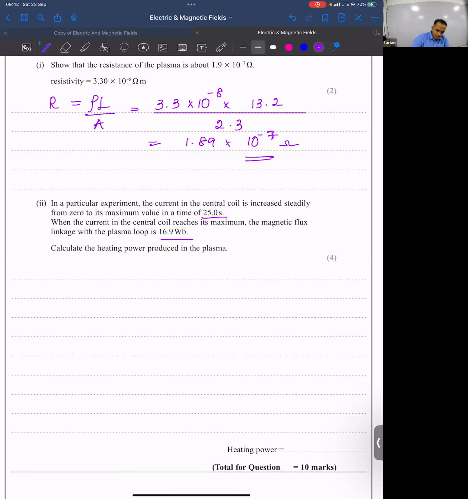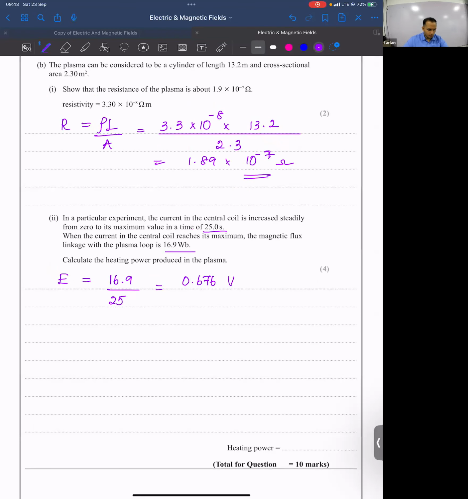So guys, we can find the EMF induced in the plasma, which is the change in magnetic flux linkage, 16.9, over the time taken, which is 25. EMF induced is equal to rate of change of magnetic flux linkage. Magnetic flux linkage increases from 0 to 16.9 in 25 seconds. So 16.9 divided by 25 will give you 0.676 volts. This is the EMF induced in the plasma.